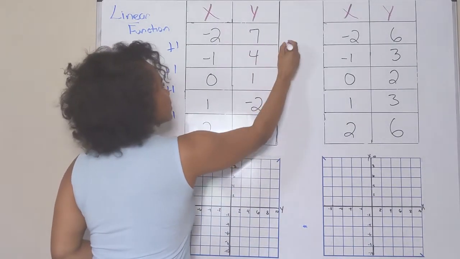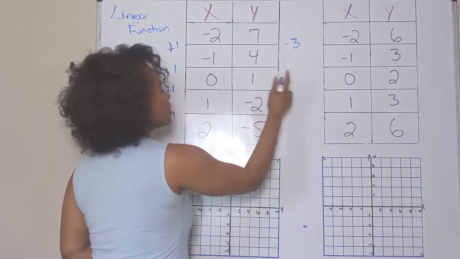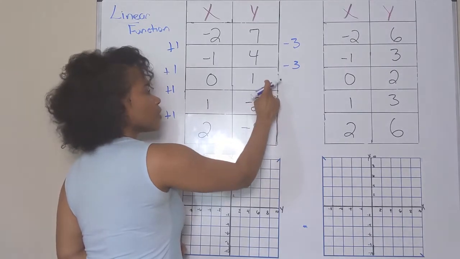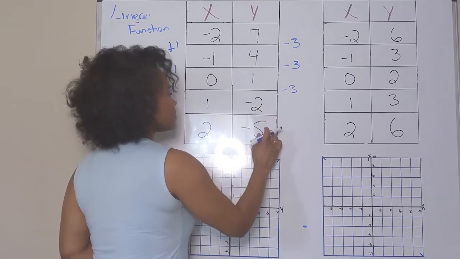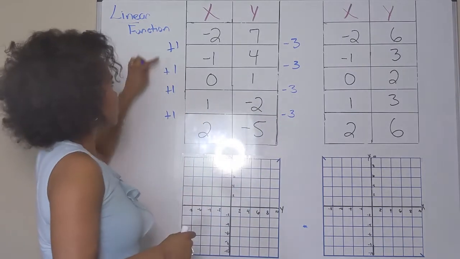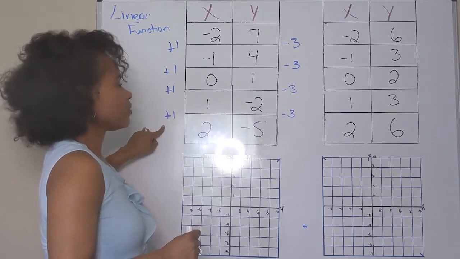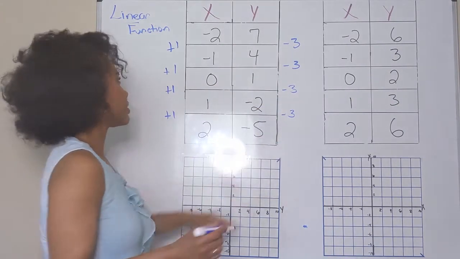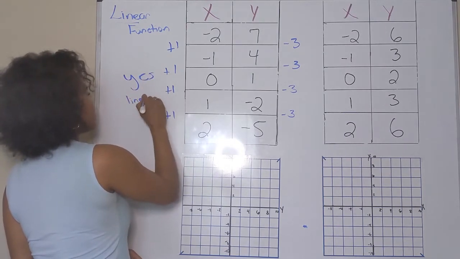From 7 to 4, I'm subtracting 3. From 4 to 1, subtracting 3. 1 to -2, subtracting 3. -2 to -5, again subtracting 3. So as you can see, there's a constant change in my x values, adding 1, along with a constant change in my y values, subtracting 3. So yes, this is a linear function.